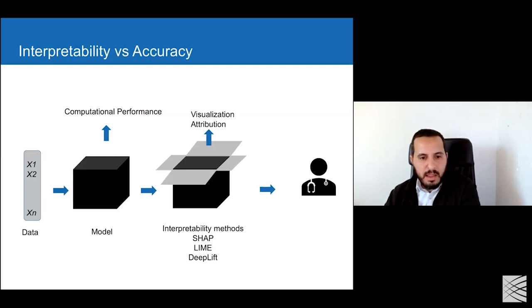And this field has been very hot in recent years, and you can think about different techniques for interpretability that are applied to deep learning and also to other machine learning models.